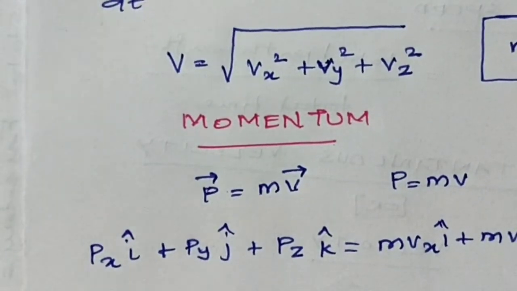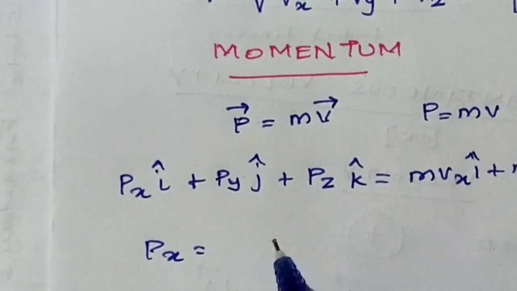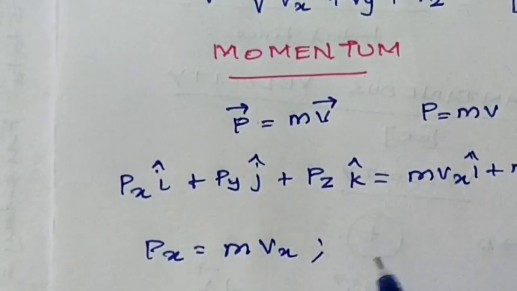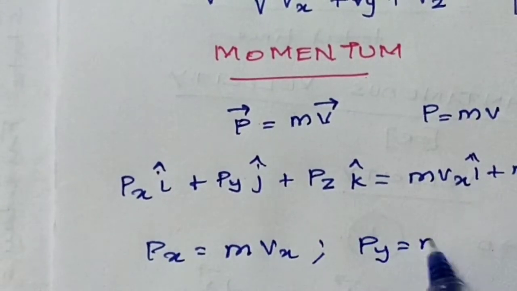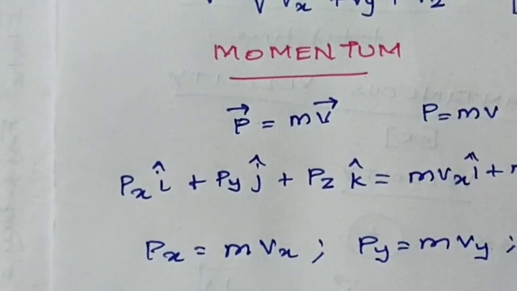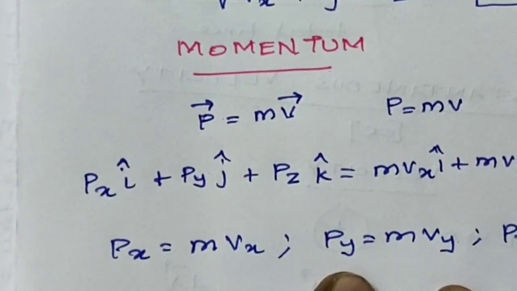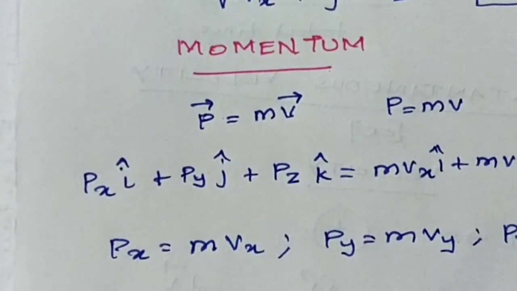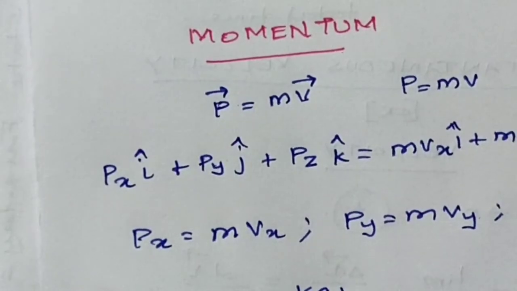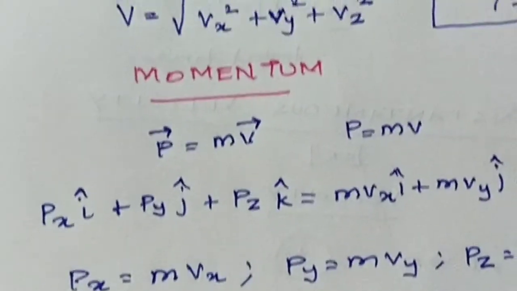So px is the x component of the momentum, m vx. Similarly, py is the y component of the momentum, m vy. And pz is the z component of the momentum, m vz. The unit is kilogram meter per second, which is the unit of the momentum.